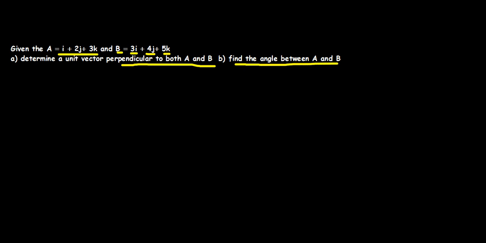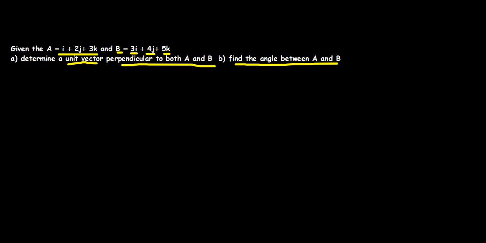Okay, so what are we going to do in order to find the unit vector that is perpendicular to both vector A and vector B? Whenever you see such a question where they're asking you to find the unit vector, or a vector that is perpendicular to two given vectors, they're just simply telling you to find the cross product of those vectors.